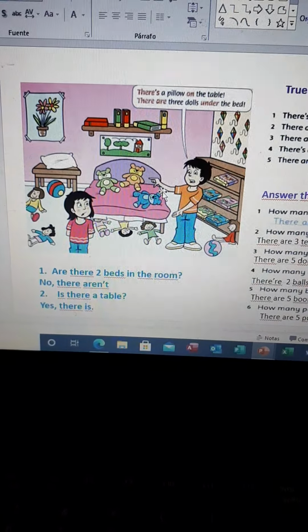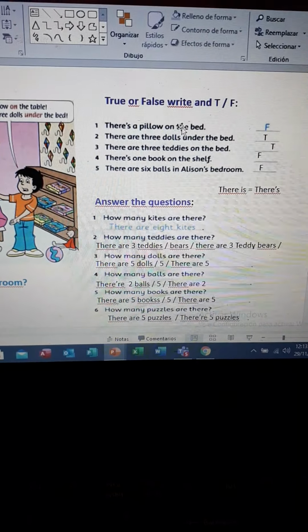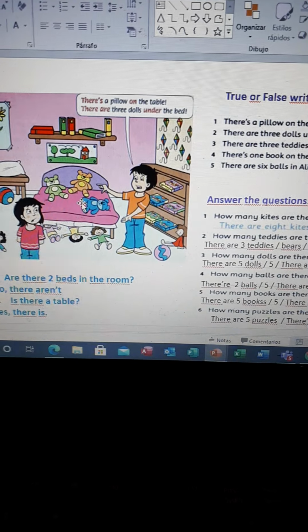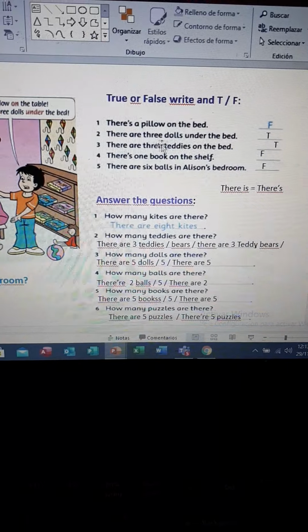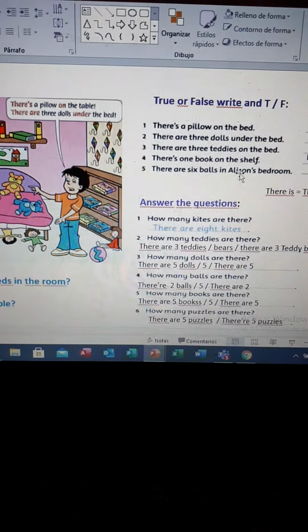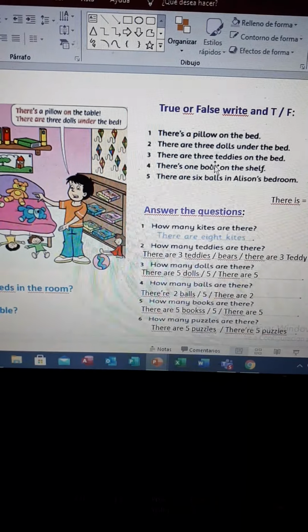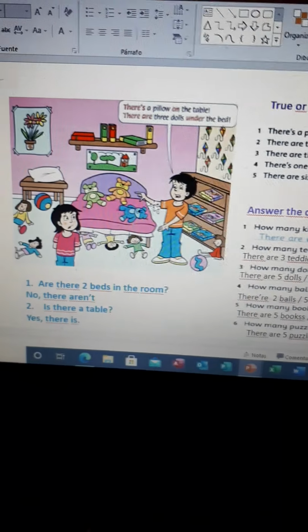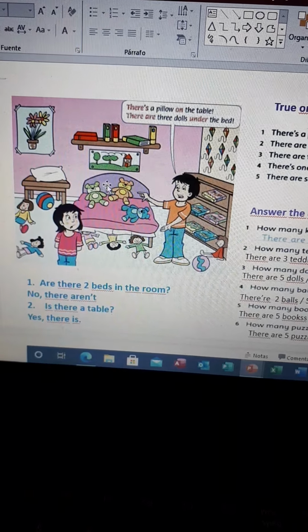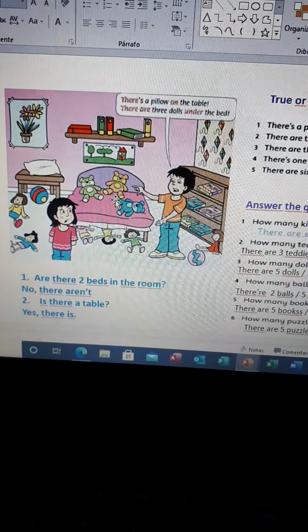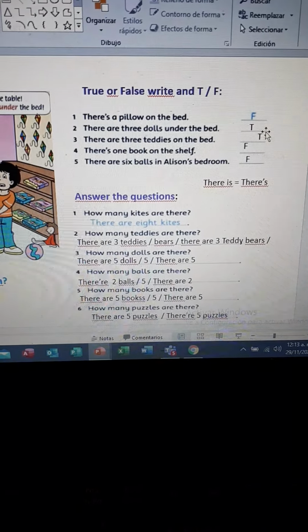For example, here we have to select false or true. There's a pillow on the bed. On the bed, nope. So this is false, right? Because the pillow is on the table. There are 3 dolls under the bed. Under the bed, it's true. 1, 2, 3 dolls under the bed. There are 3 teddies on the bed. Of course, it's true also because we have 1, 2, 3 teddies, teddy bears, or just bears, on the bed. So it's true.